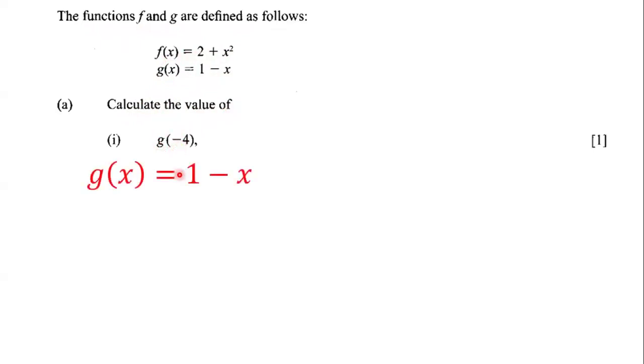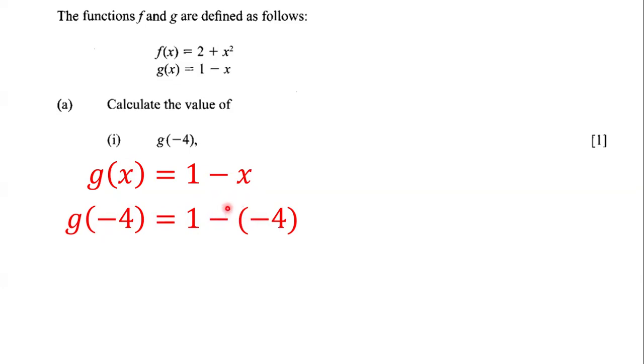Now we know that g of x is equal to 1 minus x, and our goal is to determine the value of g of negative 4. And so what does that mean? That means that wherever you see x, you're going to put negative 4. And so x is here, so we put negative 4. And x is here, so we put negative 4. So g of negative 4 is equal to 1 minus negative 4.